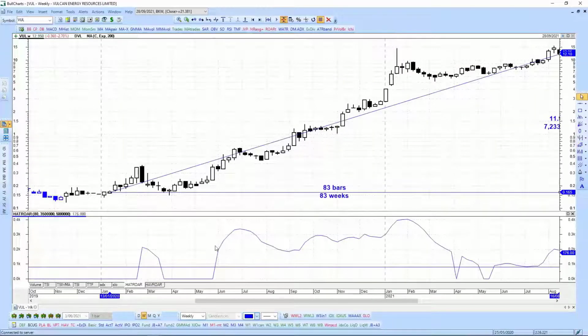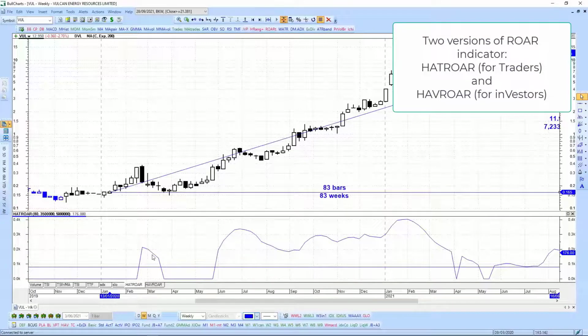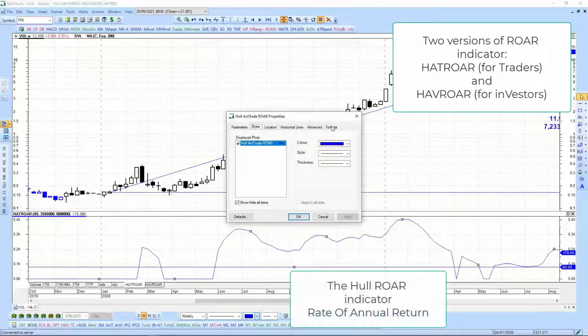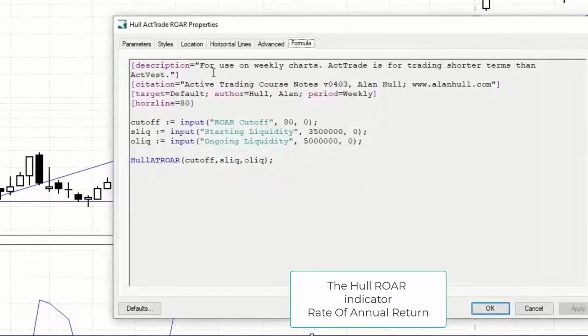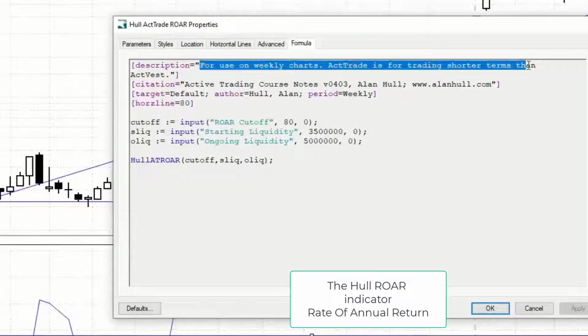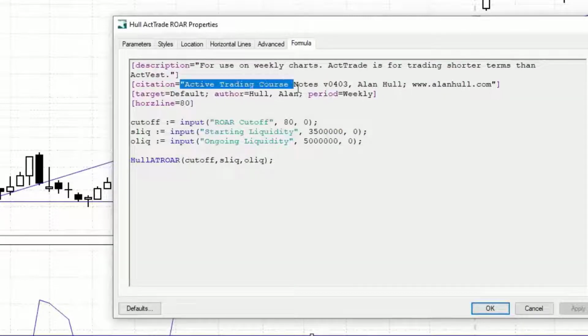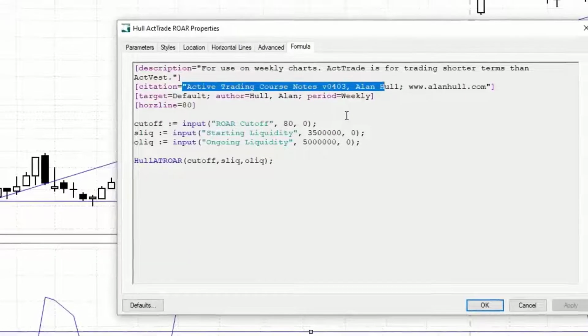Anyway, the indicator at the bottom is Alan Hull's HAT RAW, and RAW, R-O-A-R, is an abbreviation for rate of annual change. And there are notes in here about this. Use in weekly charts, ACT traders for trading shorter terms than ActVest. The citation is the Active Trading Course Notes, version 0403, Alan Hull. And those trading course notes, the last time I looked a couple of years ago, they were still available online. So you can search for those and download them and have a look at Alan Hull's comments about how to use that indicator.